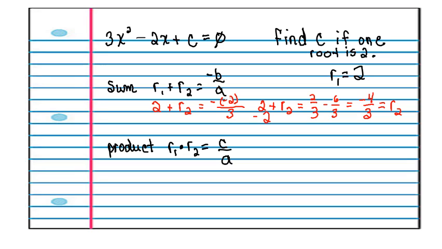Now taking our first root and our second root, since we have both of them now, we can take 2 times the negative 4 over the 3, which gives us negative 8 over 3, which is the c over a. We now have the c, which equals a negative 8.